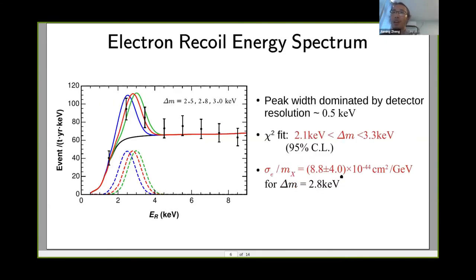So we can see that this scenario actually fits the Xenon1T excess pretty well. And we have also performed a chi-square fit, and we find that the mass gap of this scenario has to lie between 2 and 3 keV. And the cross-section over mass should be of order 10 to the minus 43 centimeters squared per GeV.